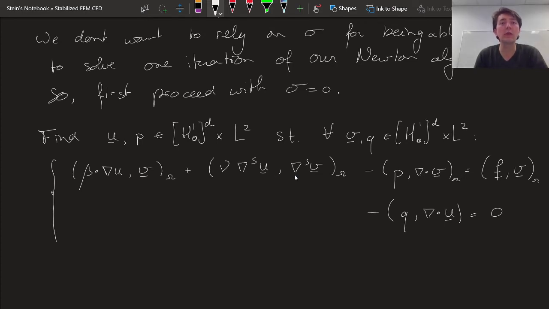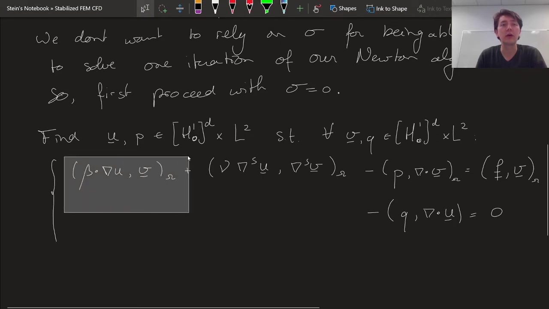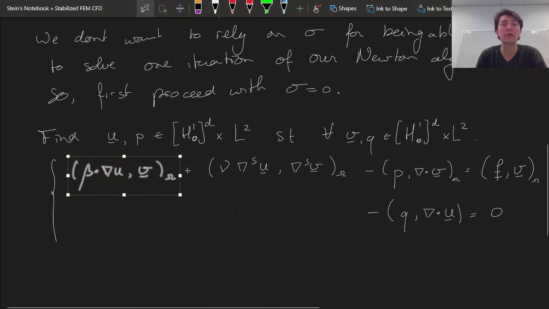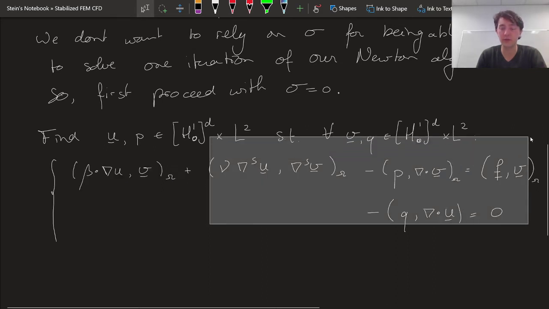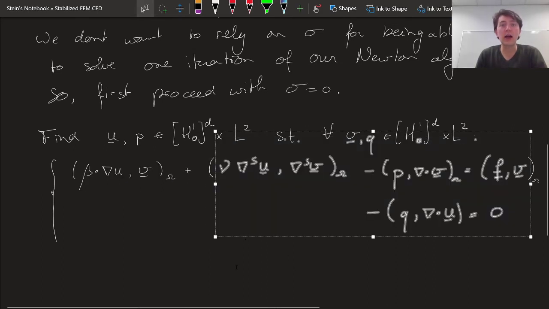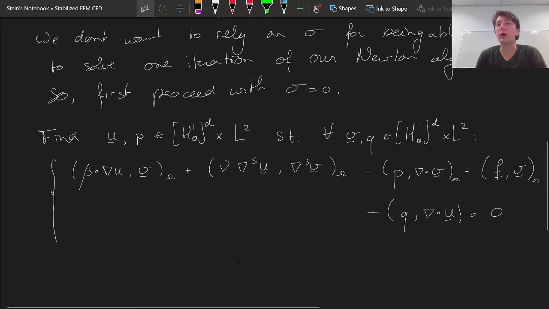So this is a weak statement of our Oseen equation, in the sense that it's just an addition of an advective term to our Stokes equation. So the analysis of these equations is pretty much going to be a sum of those two analyses: stability of the advective term plus a stable element pair.